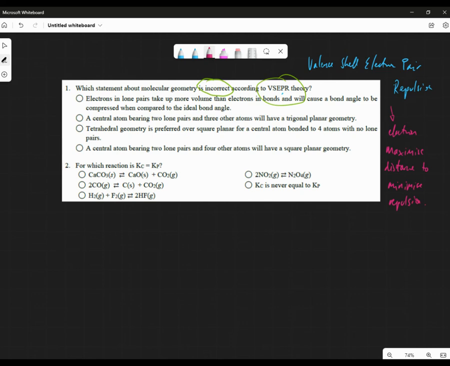But they've asked obviously tricky questions here, and you've got to figure out which one's wrong. Electrons in lone pairs take up more volume than electrons in bonds. So what that means is, let's have a look at ammonia, for example. There's an ammonia molecule. There's a lone pair on the top, and these are bonding pairs here, here, and here. Electrons in lone pairs take up more volume than electrons in bonds and will cause a bond angle to be compressed.